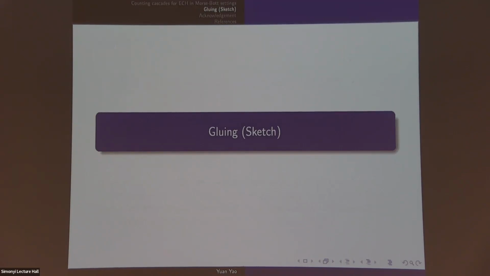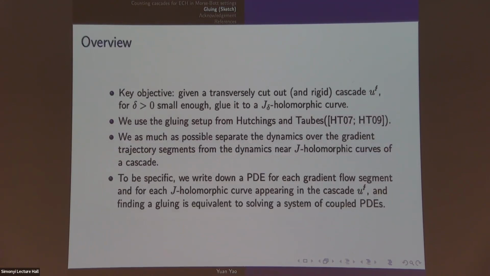Okay. So now I give you a sketch of the gluing. Let's remind ourselves what our goal is. Given a transversely cut out and rigid cascade, after we perturb for small enough delta, I want to glue it to a J_delta holomorphic curve. I'm going to use the gluing setup from Hutchings and Taubes in their obstruction bundle gluing paper. The strategy is to separate, as much as possible, the dynamics over the gradient trajectory segments from the dynamics of the J-holomorphic curve segments of a cascade. I'll explain why in the next slide.